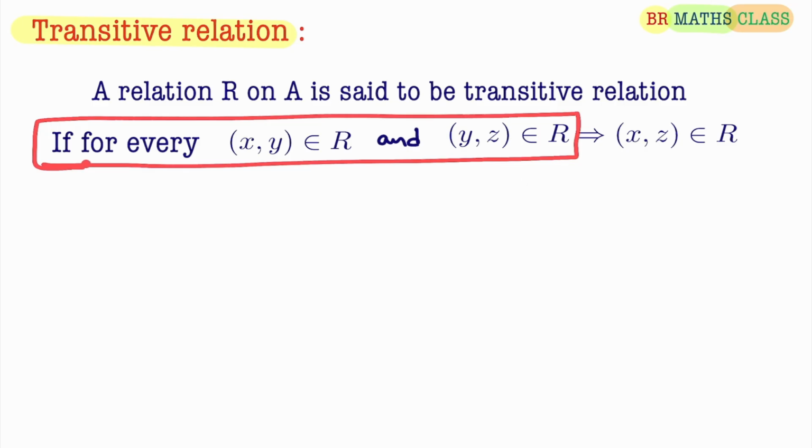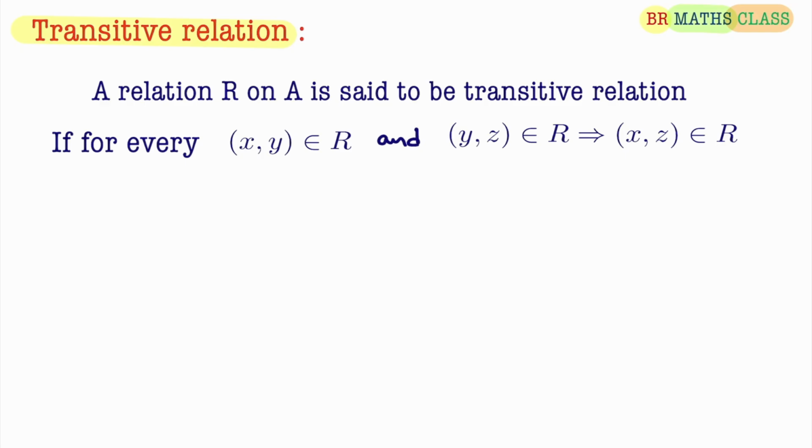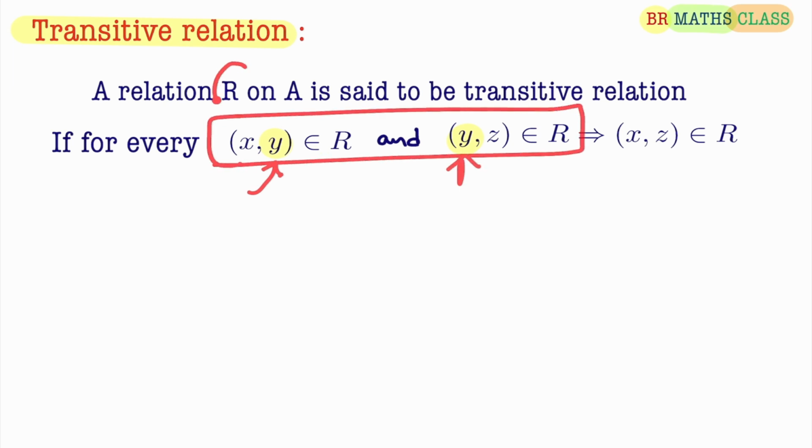First, in the given relation, we will check whether x comma y and y comma z exist in the relation or not. Here, what point you need to observe? X comma y, y comma z. You observe that the first ordered pair ends with y, and the second ordered pair starts with y. Such types of ordered pairs we'll identify in the relation.